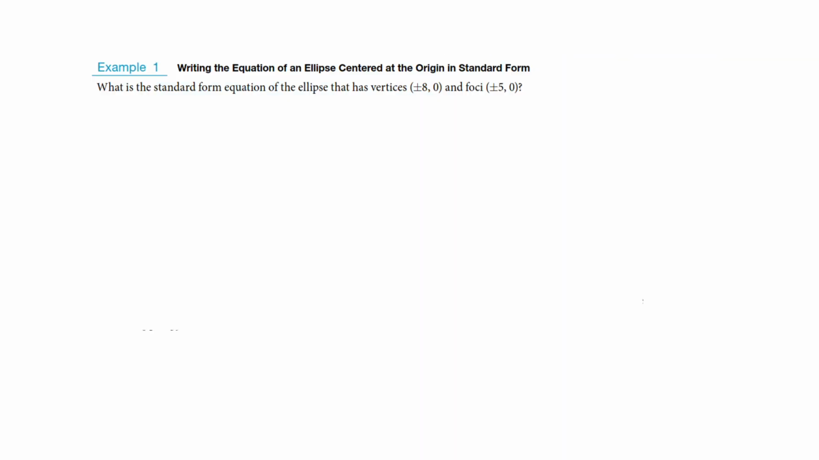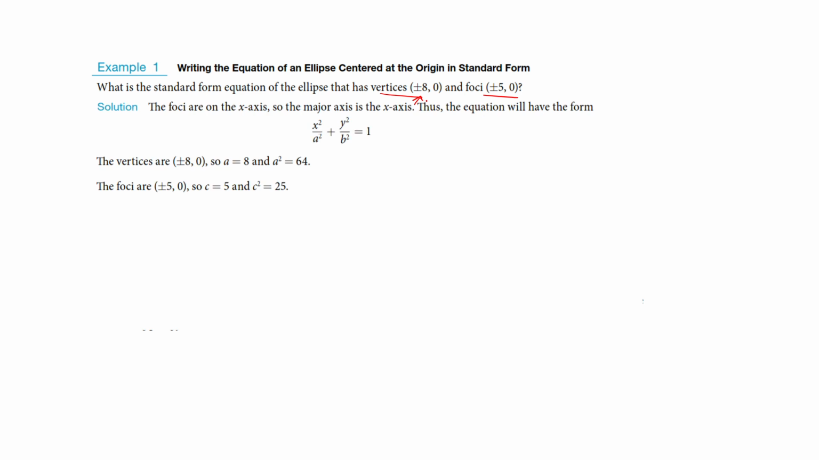Okay, so let's get into it. Those are all the pieces that we're going to need to solve one of these. They want us to create the equation, and we only have the vertices and the foci. The first thing that strikes me is that the vertices and foci are on the same line, on the same axis. So this is the major axis, so the plus or minus 8 has to be my value of a. So a is 8.